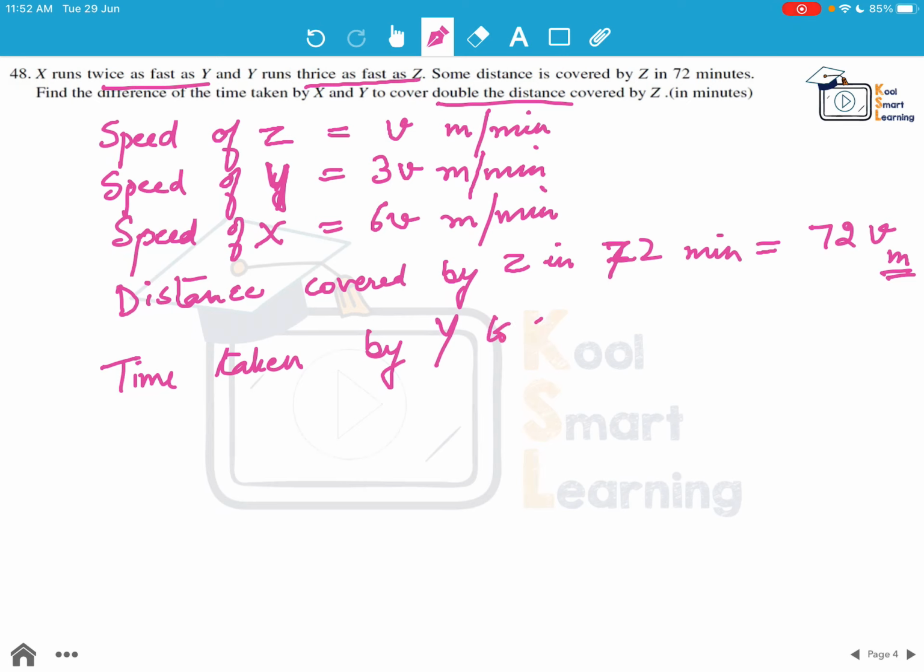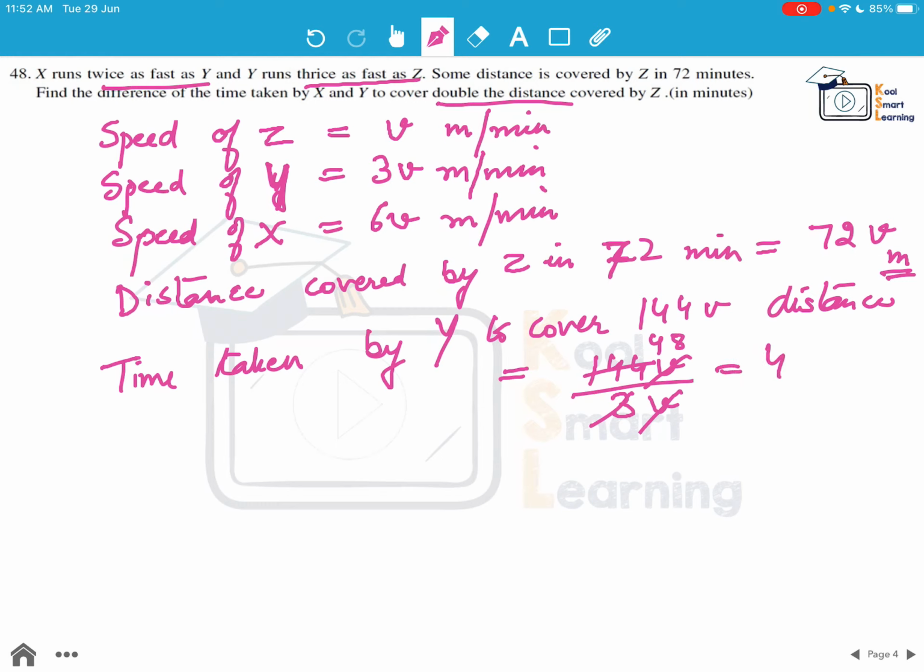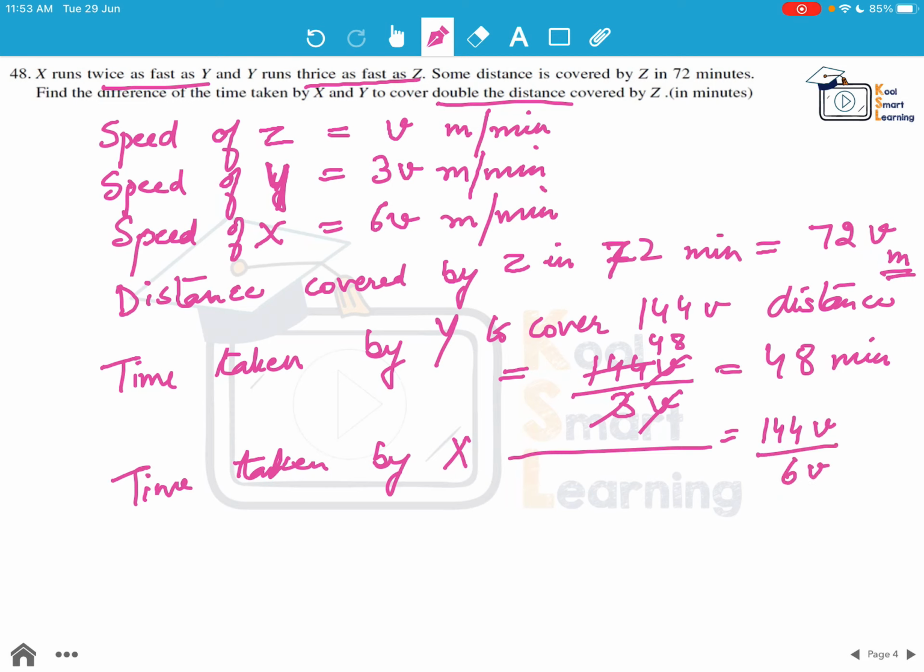So now time taken by Y to cover 144 v distance is 144 v distance divided by its speed, which is 3v. So this becomes 48 minutes. Now what will be the time taken by X to cover the same distance? That will be 144v. The distance remains the same, but the speed is 6v. So this comes out to be 24 minutes.